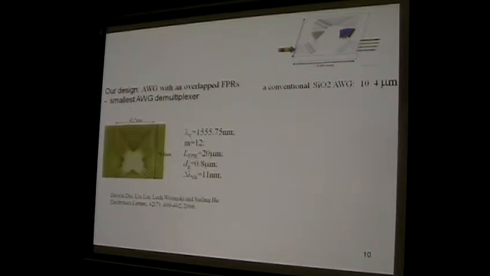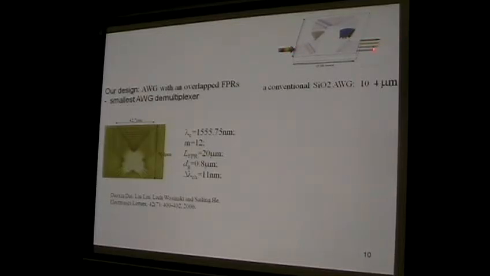And with this kind of high contrast waveguide, very small waveguide, we can make a device. One specific case used a conventional silicon oxide Rowland grating. The size is about centimeter size, 10,000 microns. Now if we use our nanowaveguides, the size is only like 40 or 50 microns.